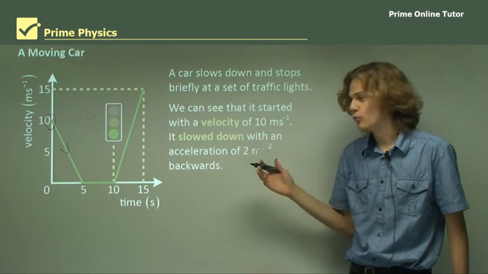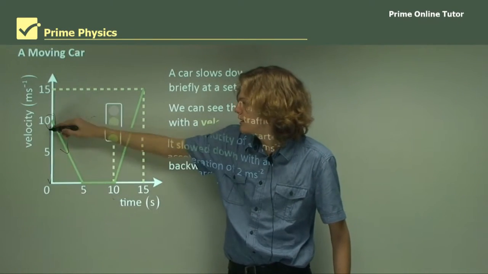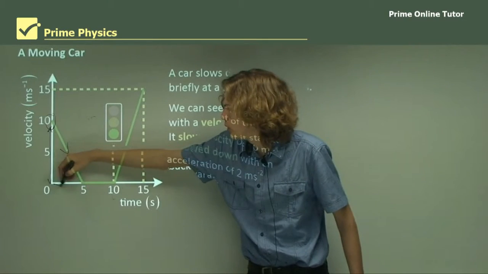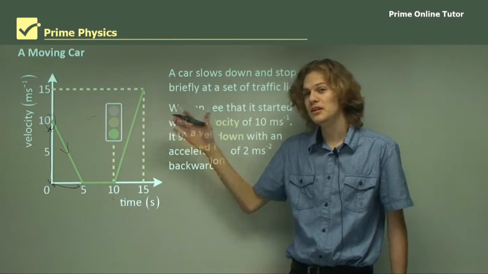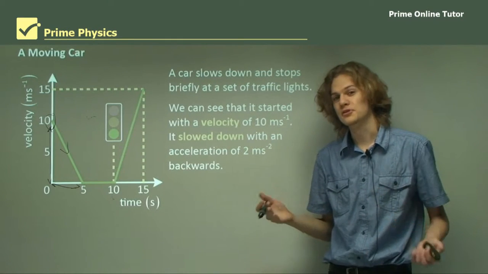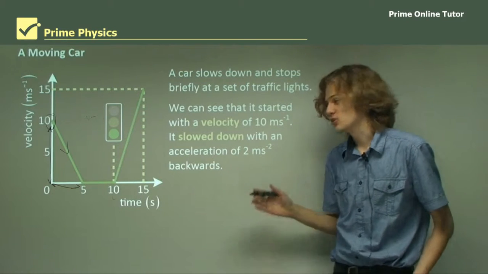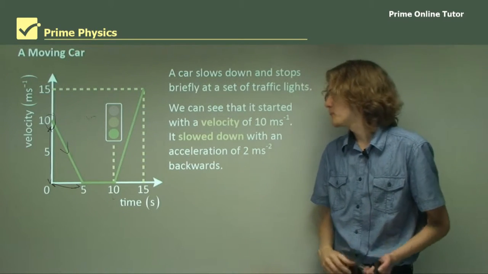Looking at the rise over run, we can see that the rise is minus 10 meters per second, and the run is 5 seconds. So dividing 10 meters per second by 5 seconds, we get 2 meters per second squared. Remember, the direction is backwards because the car is slowing down.